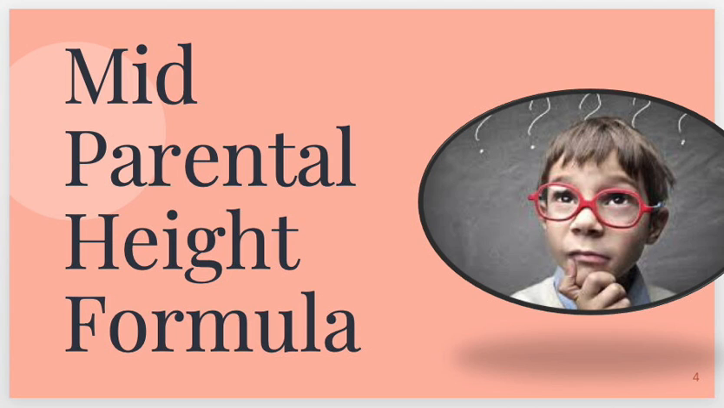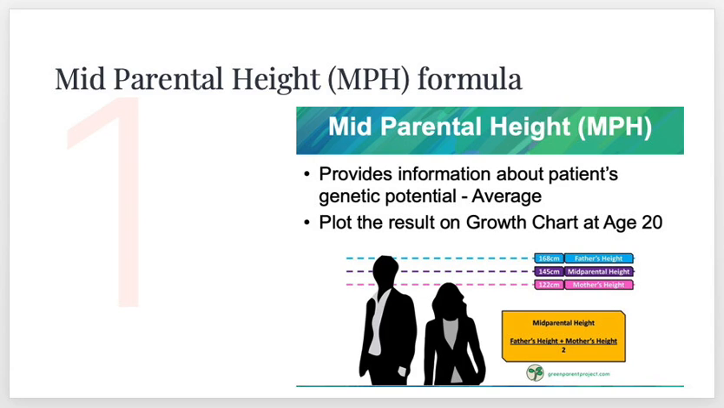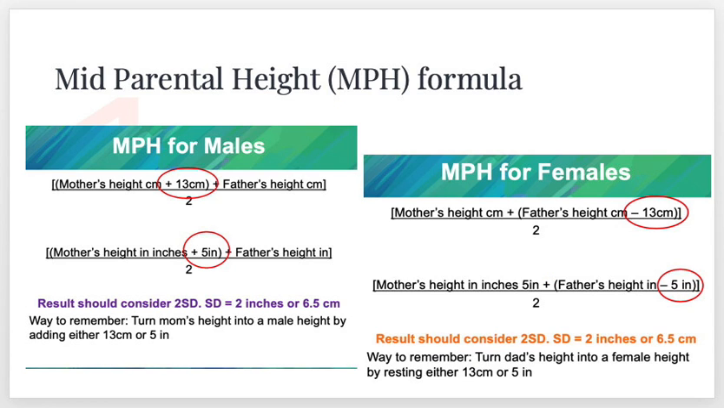Now, for this, we need to understand the mid-parental height formula, and this is something that they're probably going to ask. So make sure that you understand that the mid-parental height is the genetic potential between mom and dad's height. It plots the result on the growth chart at the end of that growth chart, so it gives me an idea of what's going to be their adult final height, or their genetic potential. Keep in mind, whenever we talk about this, we talk about standard deviations, and a standard deviation for sons and daughters would be about 2 inches or 6.5 centimeters.